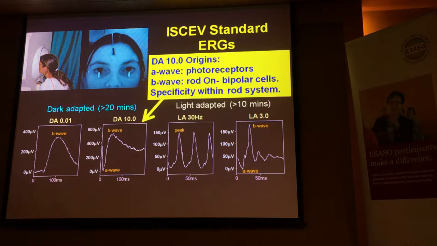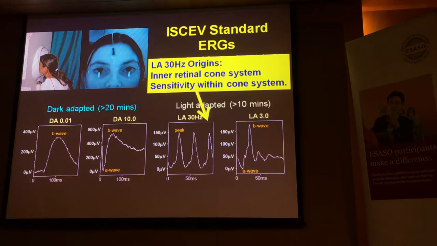They can't follow a light flashing 30 times a second. So that's a cone-driven response. But in parallel with this response here, it's arising at an inner retinal level. So driven through the cone photoreceptors, yes, but arising at an inner retinal level. So this again is sensitivity within the cone system. And then in order to get specificity, we use a single flash cone ERG.